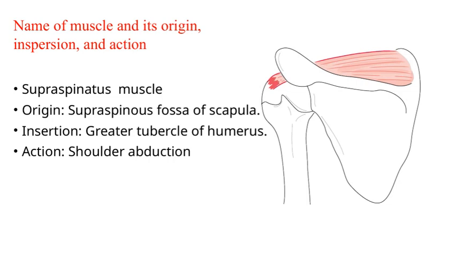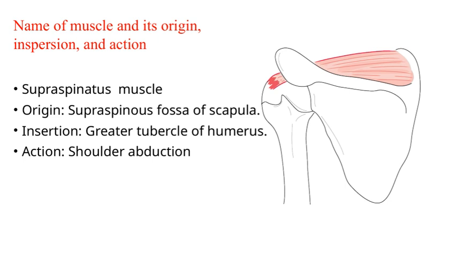Now, let's take a closer look at the supraspinatus muscle. This muscle originates from the supraspinous fossa of the scapula, which is the small depression on the upper part of the shoulder blade. Its main role is to help lift the arm away from the body, specifically in shoulder abduction.